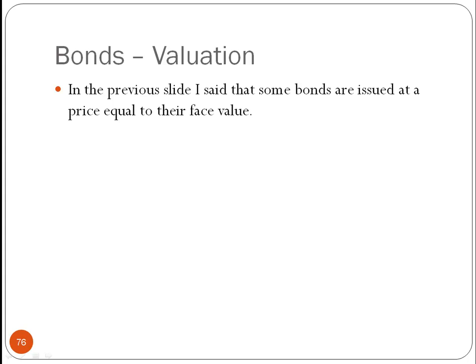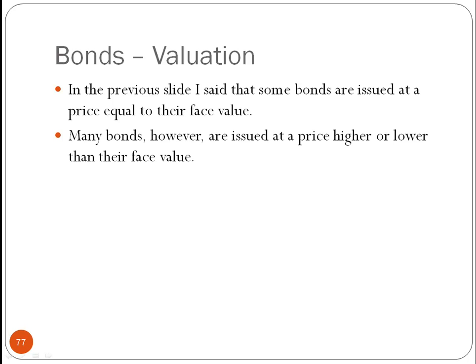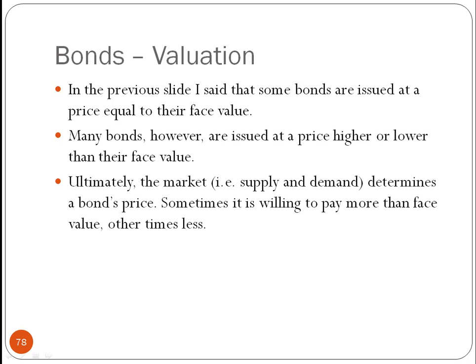Now I had just said that some bonds are issued at their face value. It's $1,000 face, and when the bond is issued, maybe the buyer pays $1,000. But that's not always the case. In fact, it's rarely exactly what happens. Sometimes the issuing party is going to receive more or less than the face value. And really, it's up to the market. Supply and demand determines a bond's price. Sometimes participants are willing to pay more than face value, and other times market participants are willing to pay less. So I want to talk a little bit about what's going on with that.